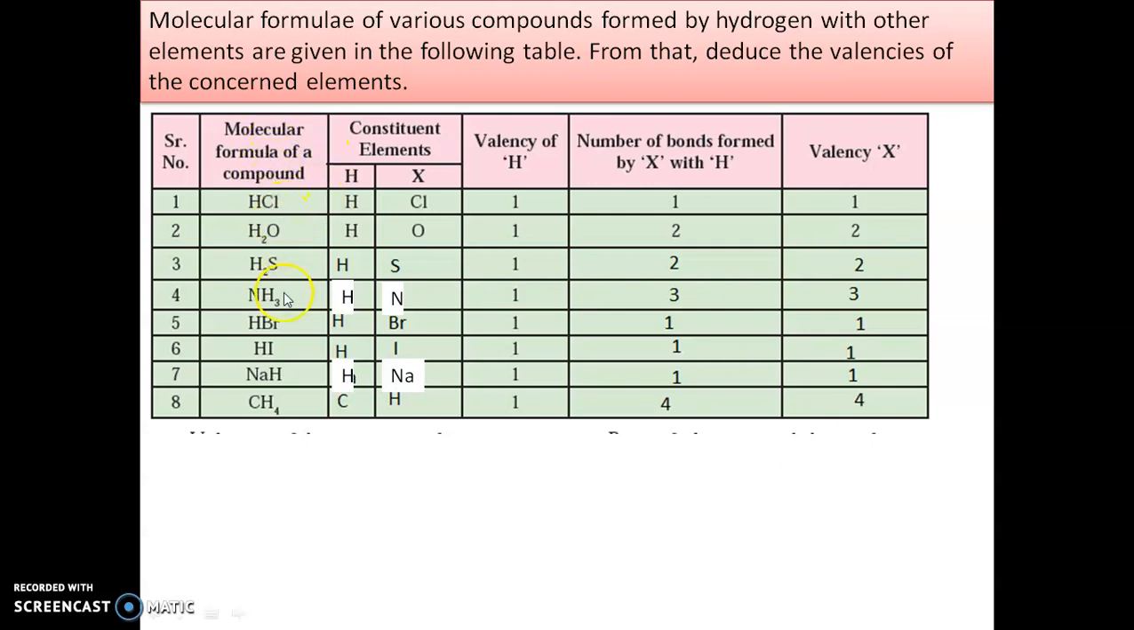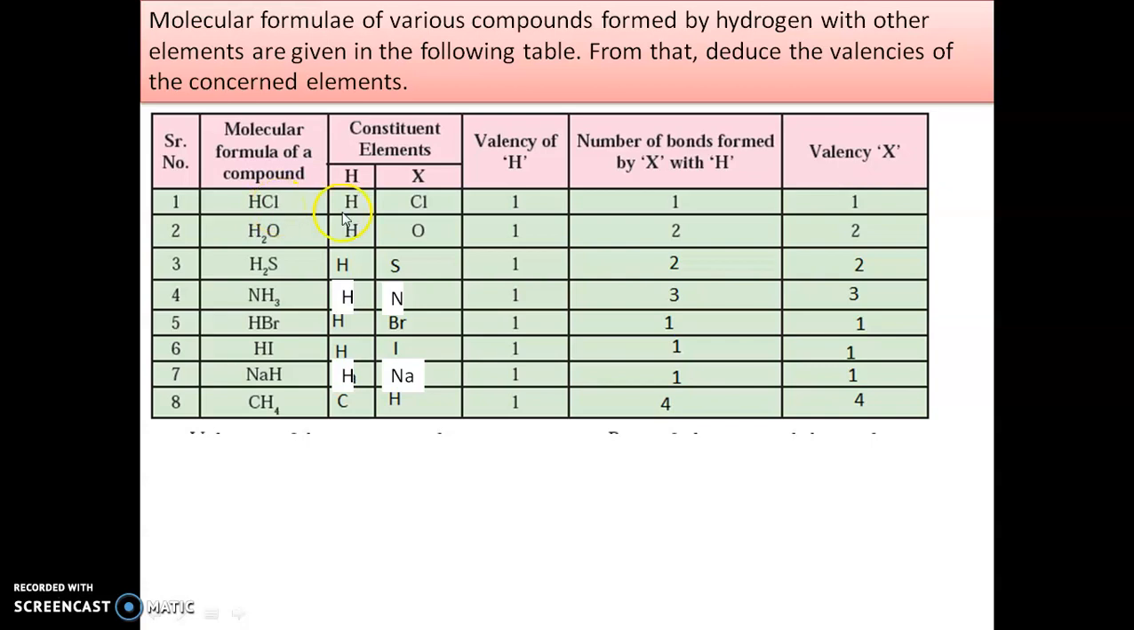Now let's study the various compounds that are formed with hydrogen. Here are the molecular formulas. Here the constituent elements: H stands for hydrogen and X means any element other than hydrogen. For example, here X is Cl, here X is oxygen, here X is S, that is sulfur. So these are the various elements. The valency of hydrogen is 1. Then we can see the number of bonds formed by the other element with hydrogen, and from that we can deduce the valency of the other element. So let's study one by one.